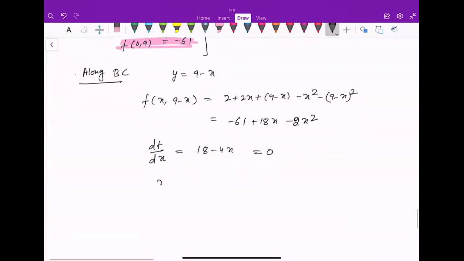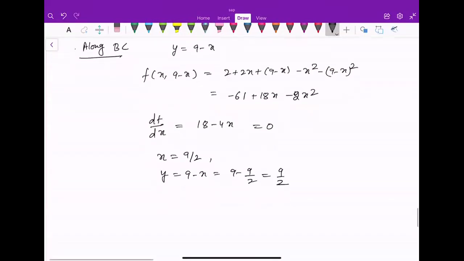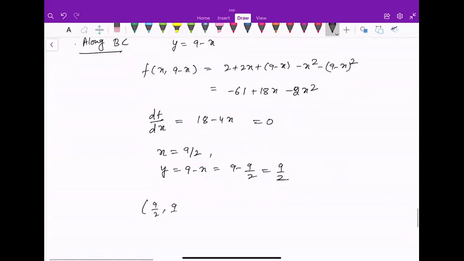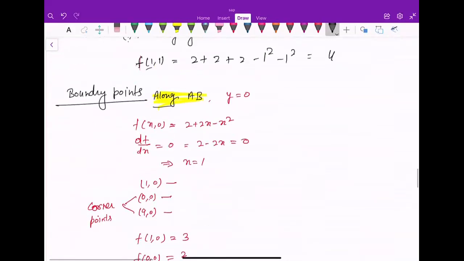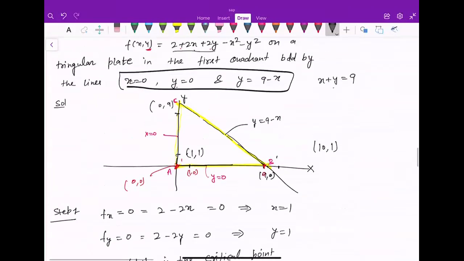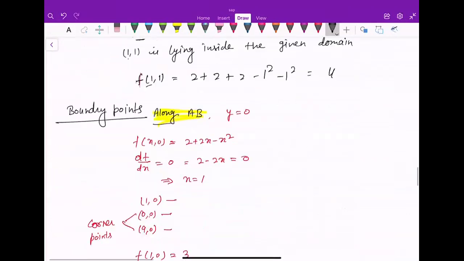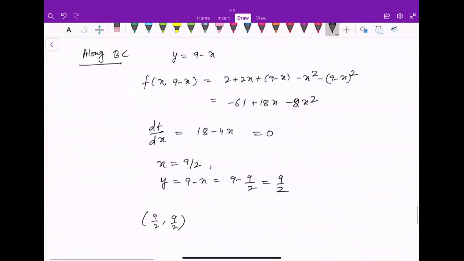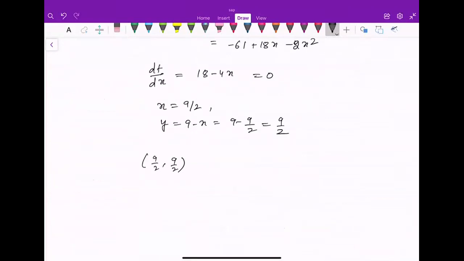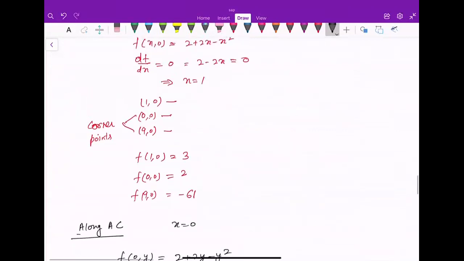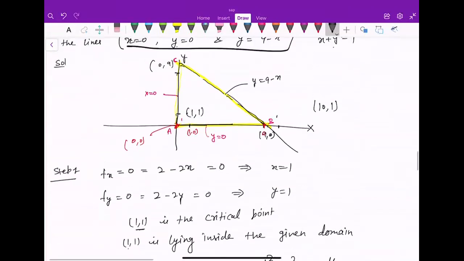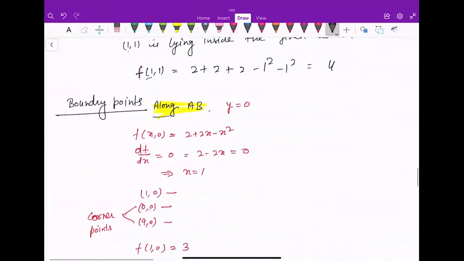ठीक है ना, तो x की जो वैल्यू आएगी वो यहाँ से क्या आएगी? 9/2. Okay, and also y equal to 9 minus x, it is 9 minus 9/2. It is also 9/2. So you are getting critical point 9/2 and 9/2. These are the points lying on this boundary BC. ठीक है, तो 9/2 जो पॉइंट है वो आपके आए हैं along line BC. Okay, and on this boundary, what are the other points? 9 0 and 0 9, वो already हमने include कर लिए, ठीक है ना.